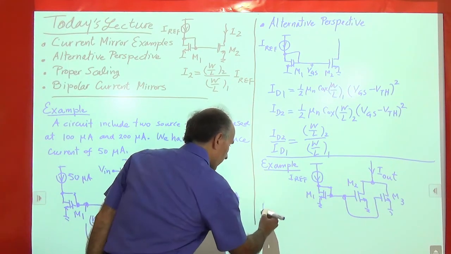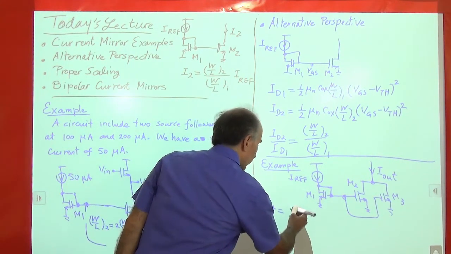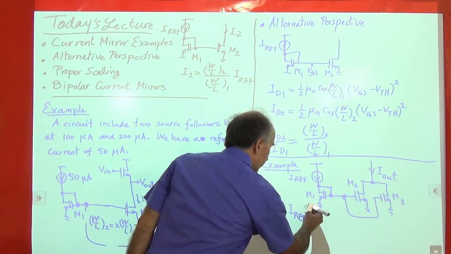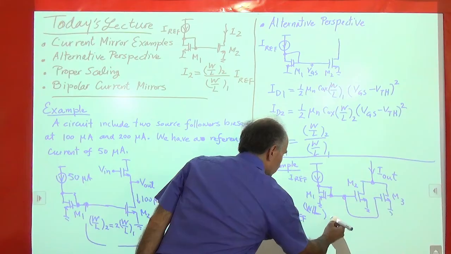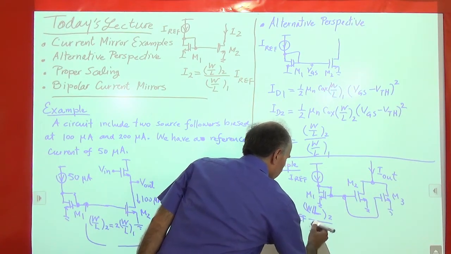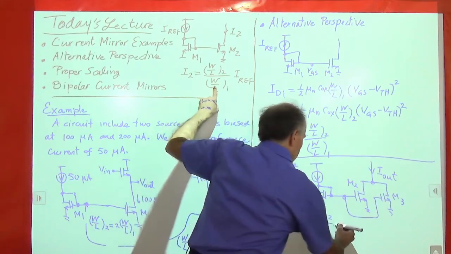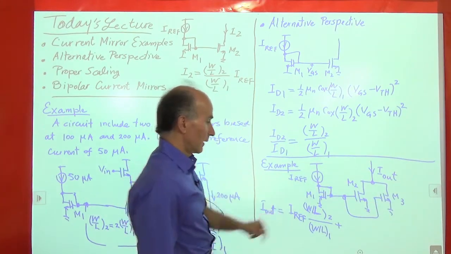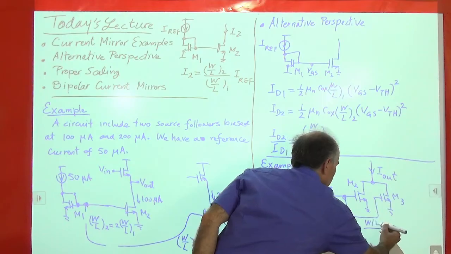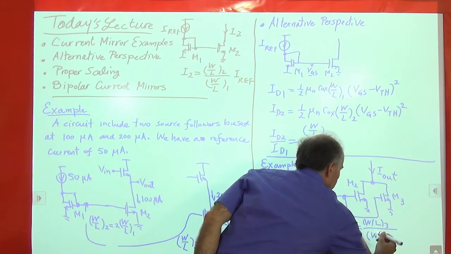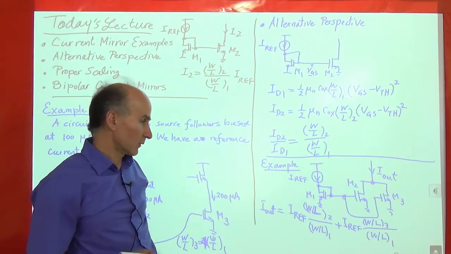Okay, so then I can write I out equals the current of M2, which would be IREF times W over L of 2 over W over L of 1. I'm going to write it like this because I don't have much room. Right, based on what we have here. Plus the current of M3, which would follow the same idea. So we have IREF, and then we have W over L of 3 over W over L of 1. Okay, that's pretty good.